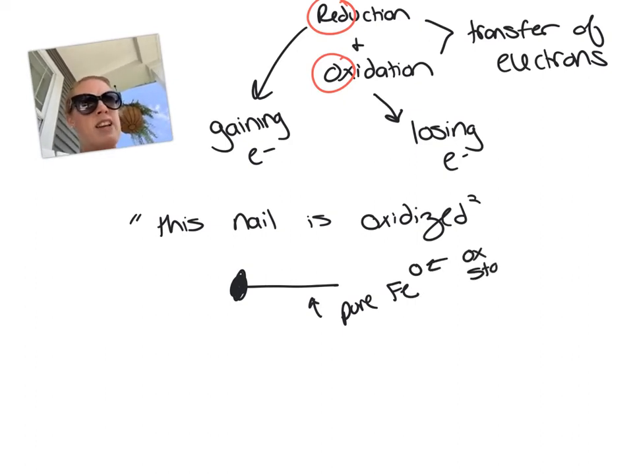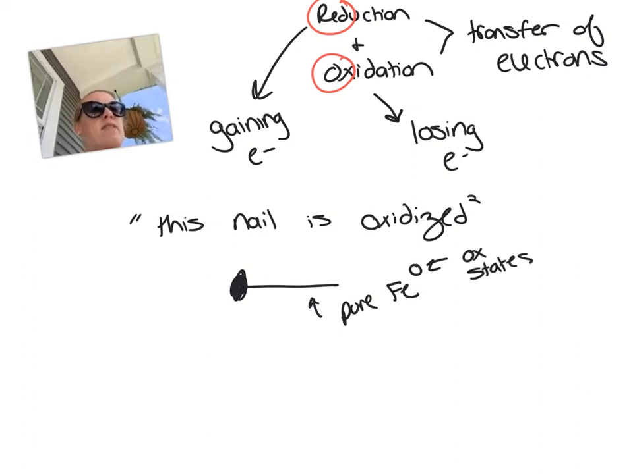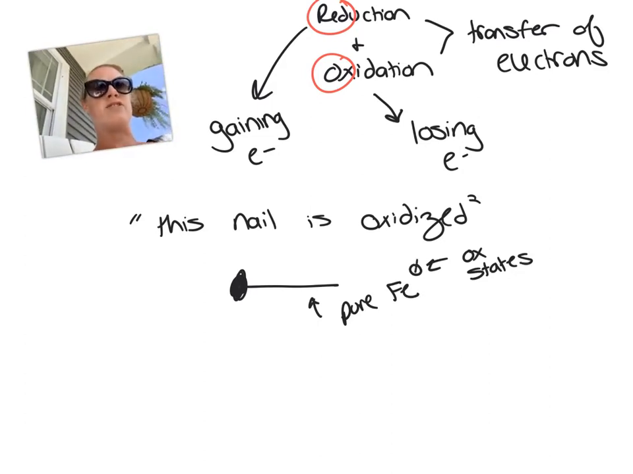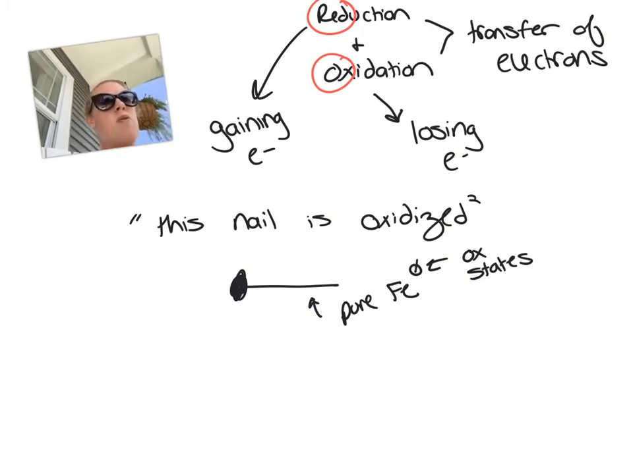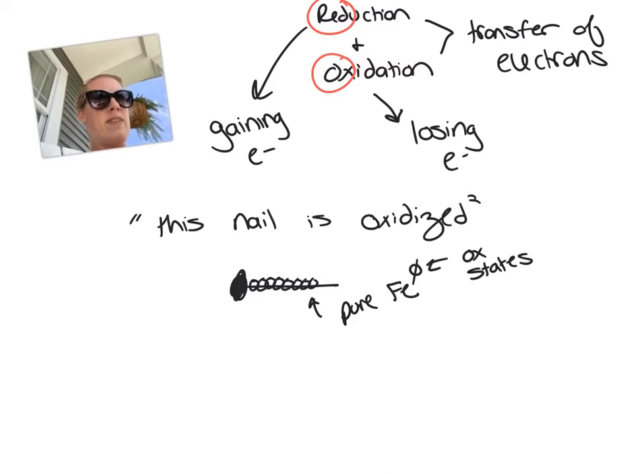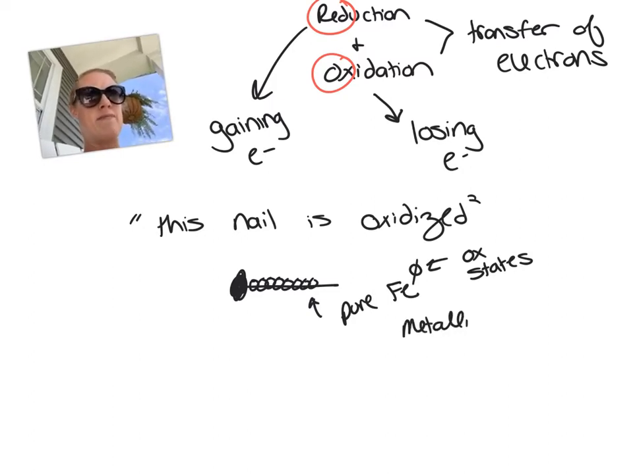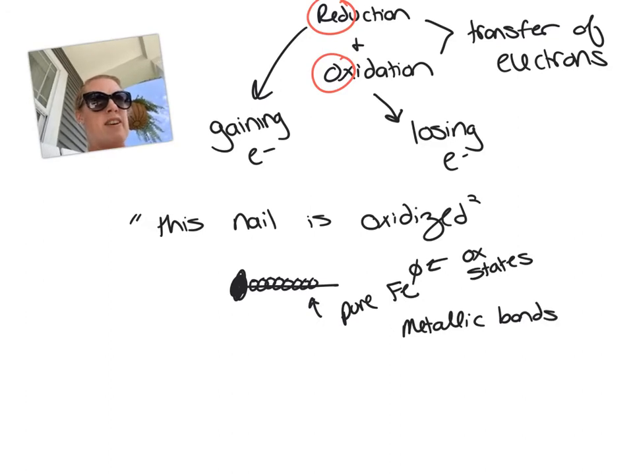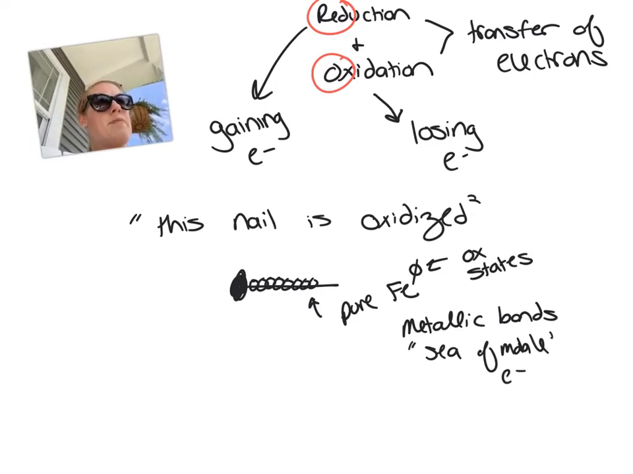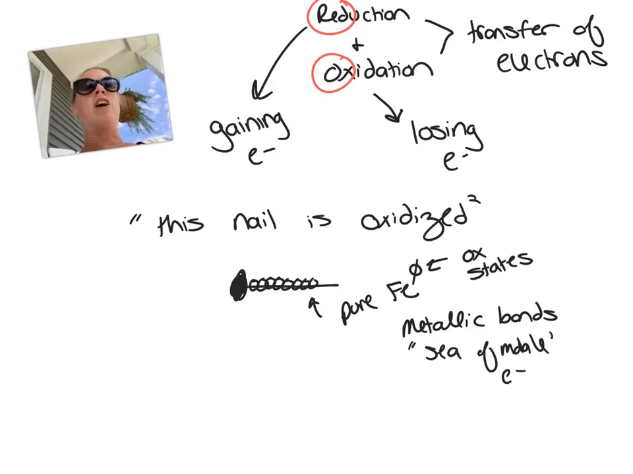Now, we've talked about oxidation states before. I'll make that 0. There you go. Oxidation states are essentially the charge on that atom. When it's just a chunk of iron, the oxidation state's 0. All of those iron atoms are held together by metallic bonds. And those of you who are super good out there are going to think about metallic bonds as a sea of mobile electrons, okay? So none of those iron atoms have gained or lost any electrons.